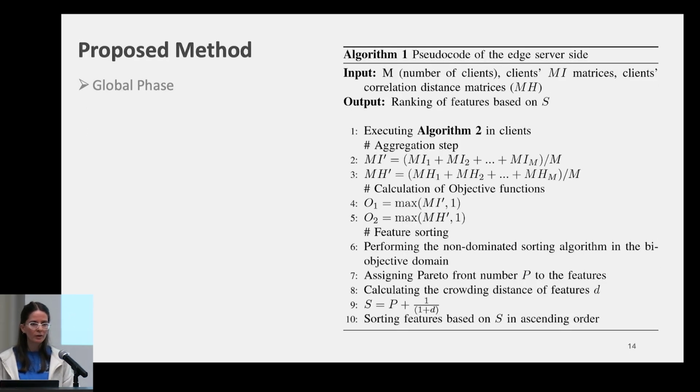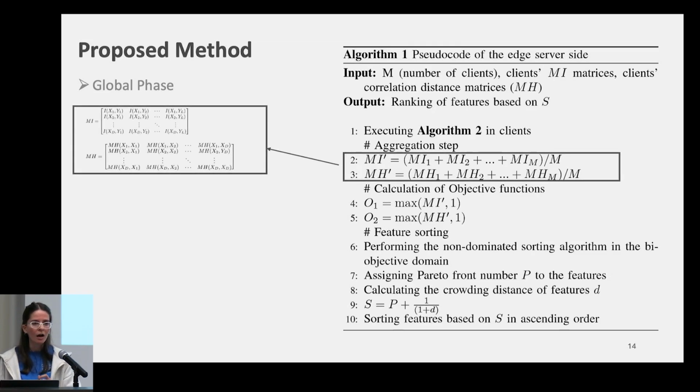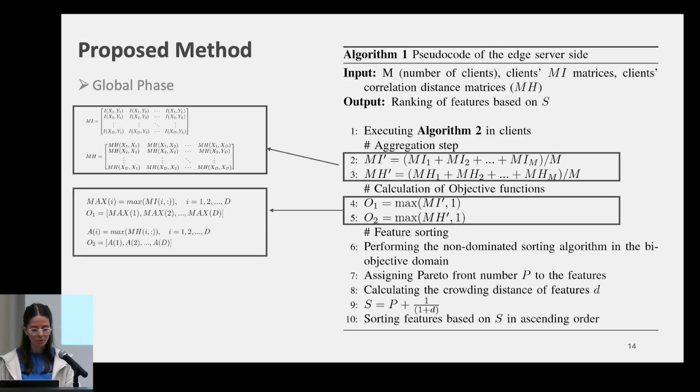After calculating these two matrices in all the IoT devices, we send them to the edge server, and in the edge server we aggregate the mutual information matrices and obtain the global mutual information matrix, and again aggregate the correlation distance matrices and obtain the global correlation distance matrix. After that, we calculate the objective functions because we want to maximize the relevancy between features and labels, and also we want to maximize the correlation distance, which is the difference between the joint entropy and mutual information between features, considered as the redundancy, because by maximizing the correlation distance between the features, we can minimize the redundancy between features.